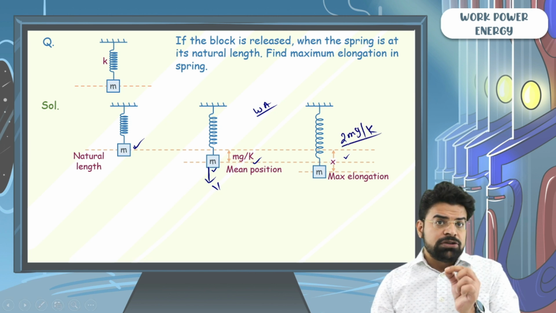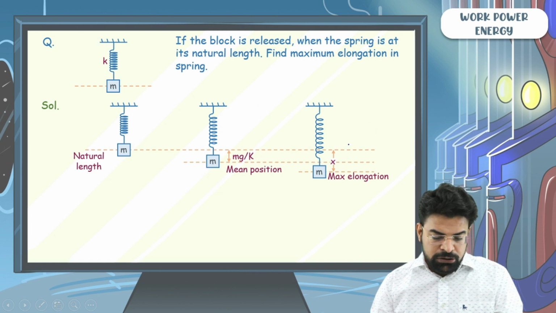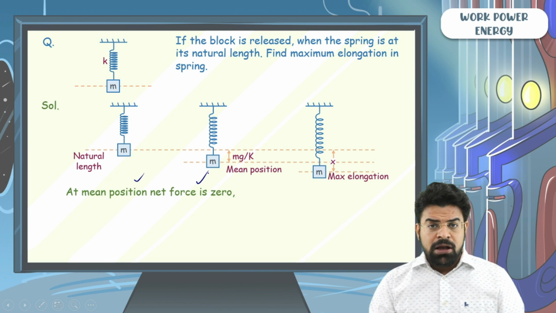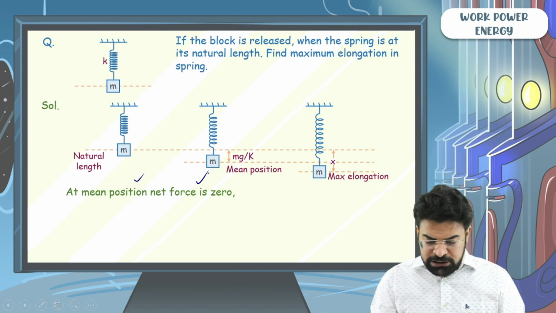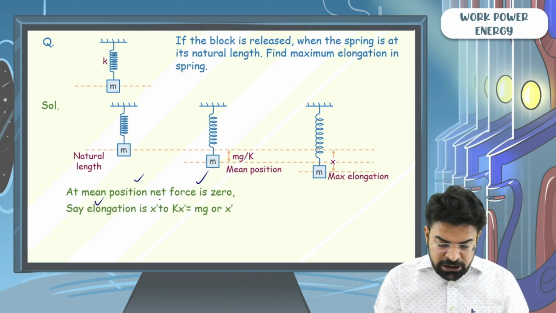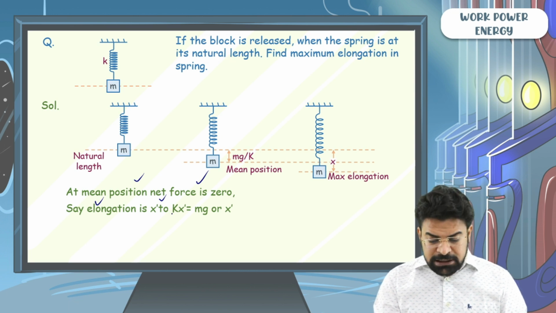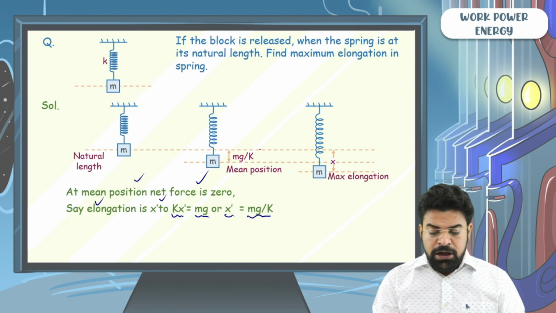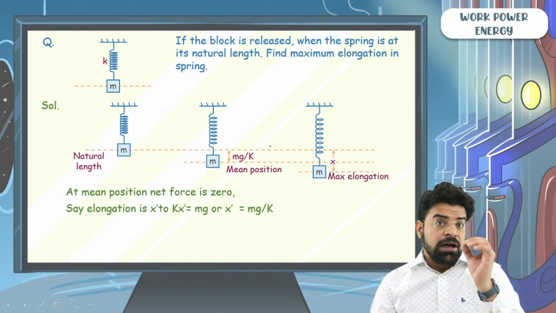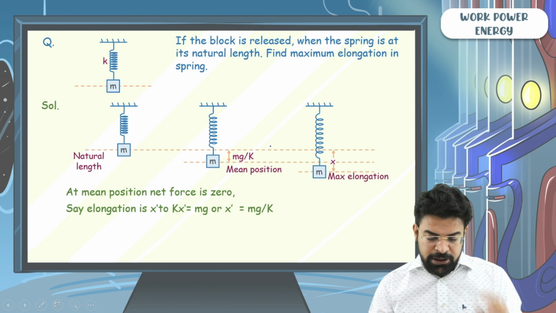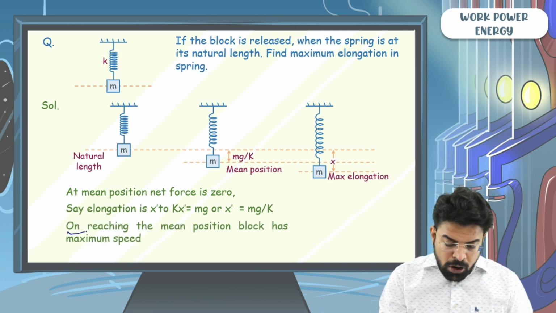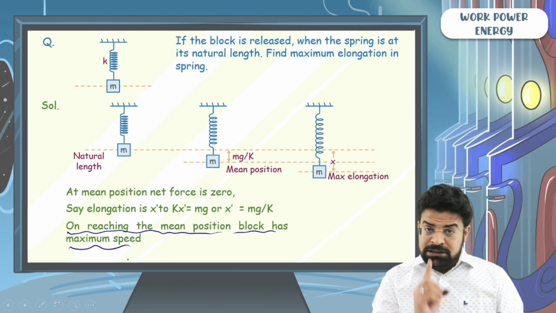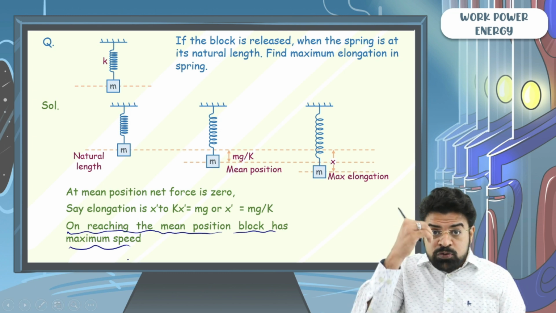But we will solve this question using work, power and energy. So let's start. At the mean position, net force is 0. Let's say at the mean position, elongation is x dash. So kx dash equals mg, or x dash equals mg by k. So at the mean position, the elongation in the spring will be mg by k. Now, on reaching the mean position, the block has maximum speed. Hence, the block doesn't stop there. The block goes further down.